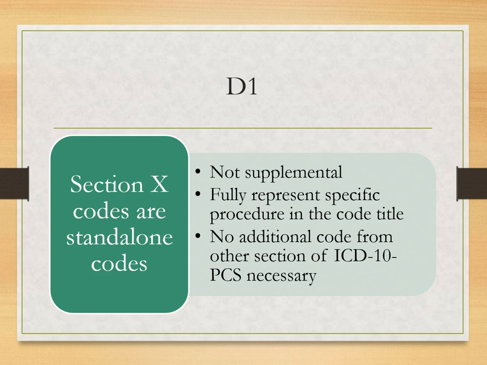All right, next up, we're going to go to our guidelines for new technology. Section X codes are actually standalone codes. They are not supplemental codes. Section X codes reflect the specific procedure described in the code title and do not require any additional codes from other sections. When a Section X code contains a code title which describes a new specific technology procedure, only that X code is reported for that procedure. There is no need to report a broader non-specific code from any other sections of ICD-10 PCS.